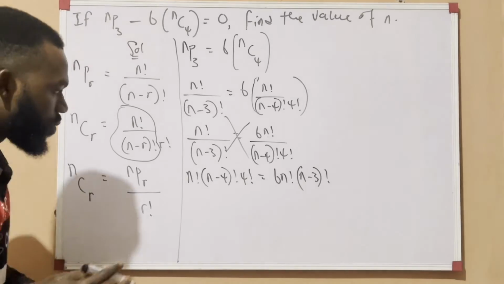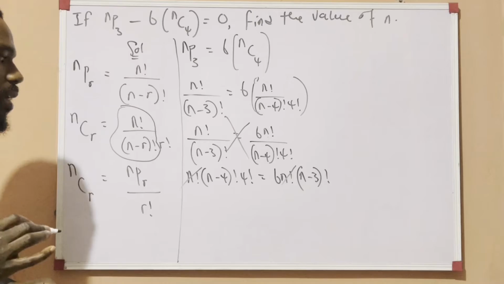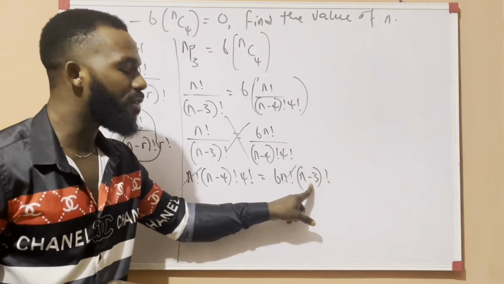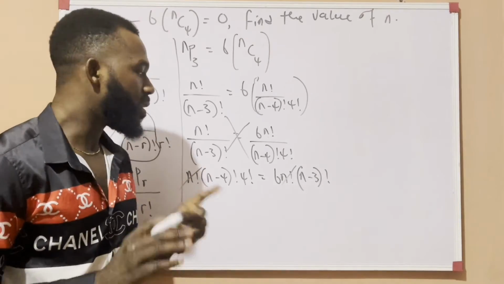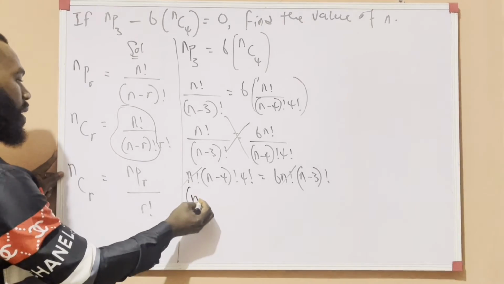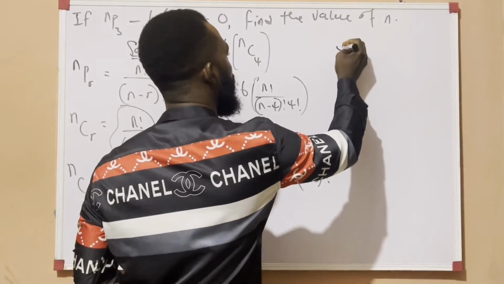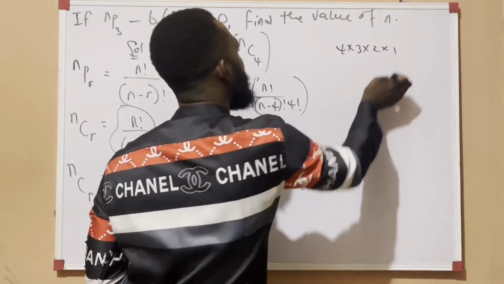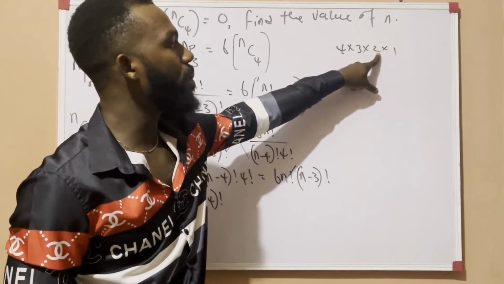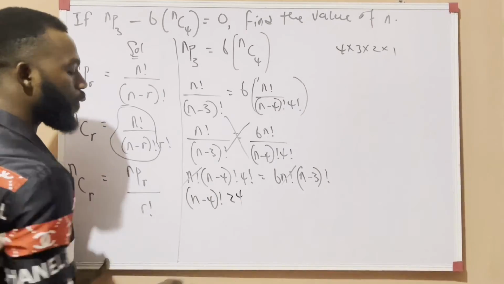Now let's try to cancel out. n factorial cancels out n factorial. Are you with me? Now here we have n minus 4 factorial, and here we have n minus 3 factorial. Now 4 factorial simply means 4 times 3 times 2 times 1. So 4 times 3 gives us 12, 12 times 2 gives us 24, and 24 times 1 gives us 24. So we have 24 here.